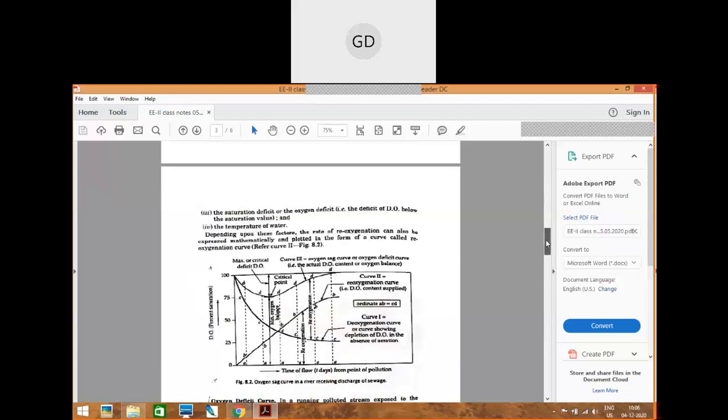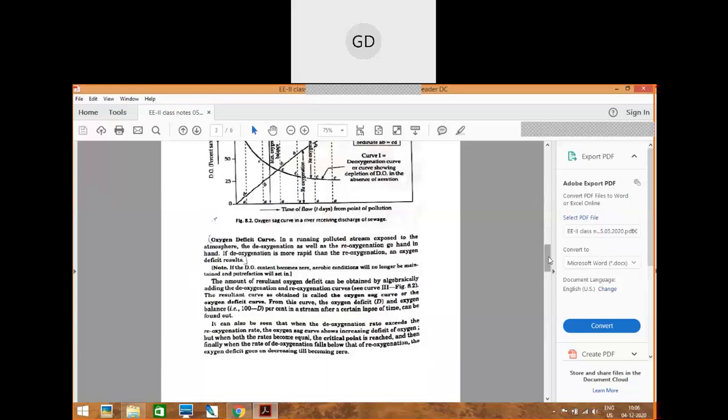Now for the oxygen deficit curve, here is the definition. In a running polluted stream exposed to the atmosphere, deoxygenation as well as reoxygenation go hand in hand. If deoxygenation is more rapid than reoxygenation, an oxygen deficit results. So both these processes, reoxygenation and deoxygenation, go hand in hand, and if deoxygenation is more rapid than reoxygenation, an oxygen deficit results.